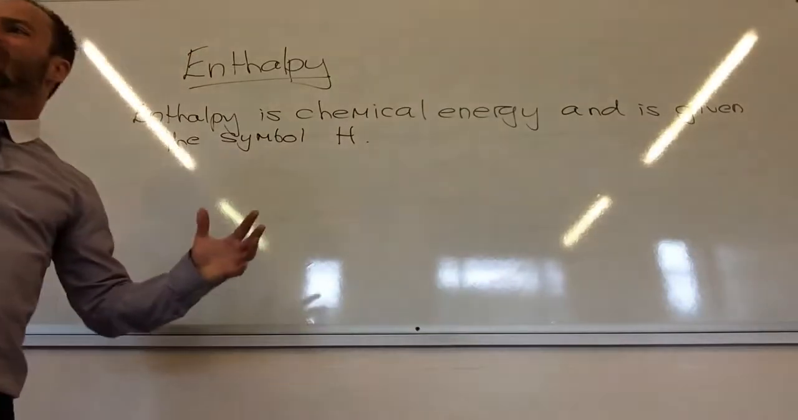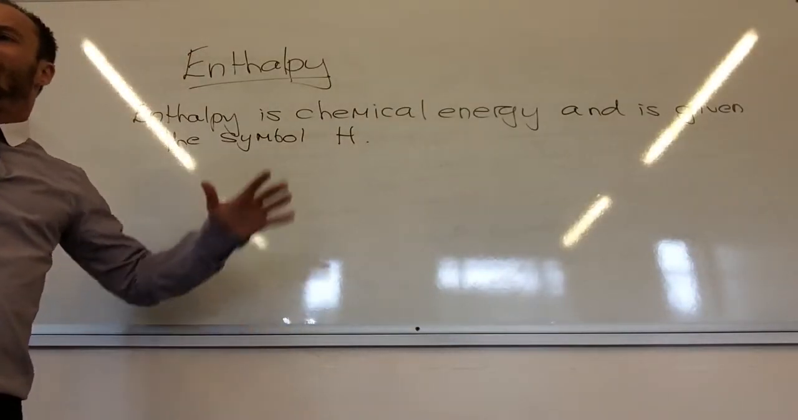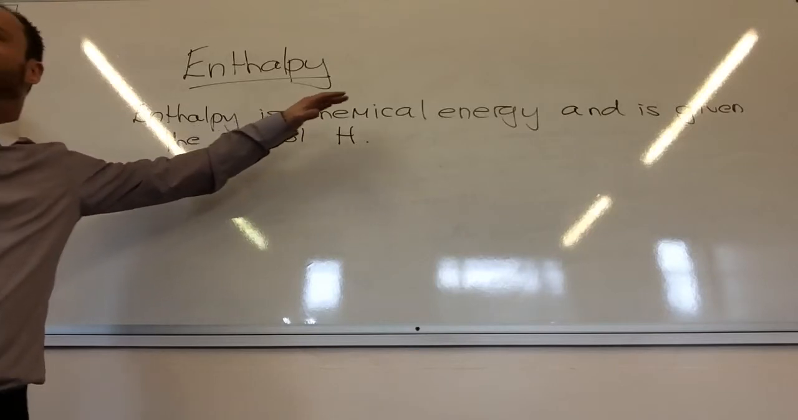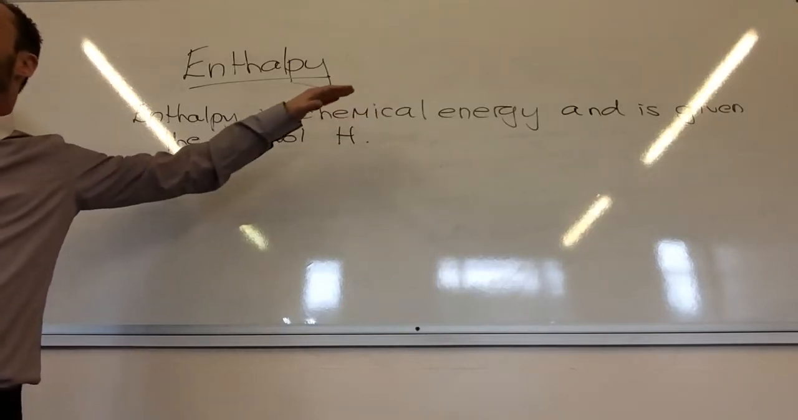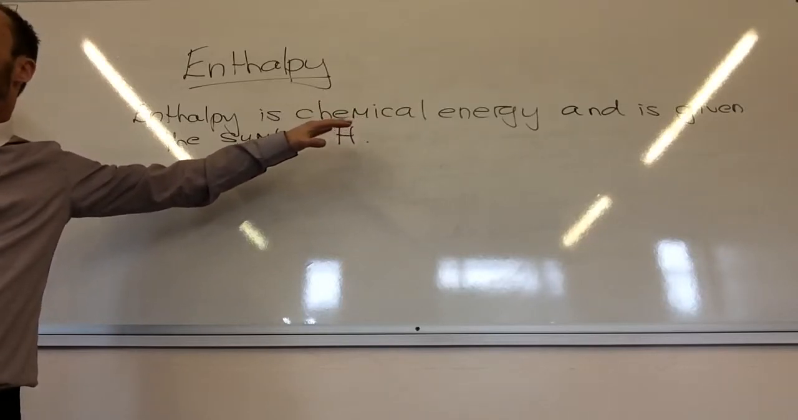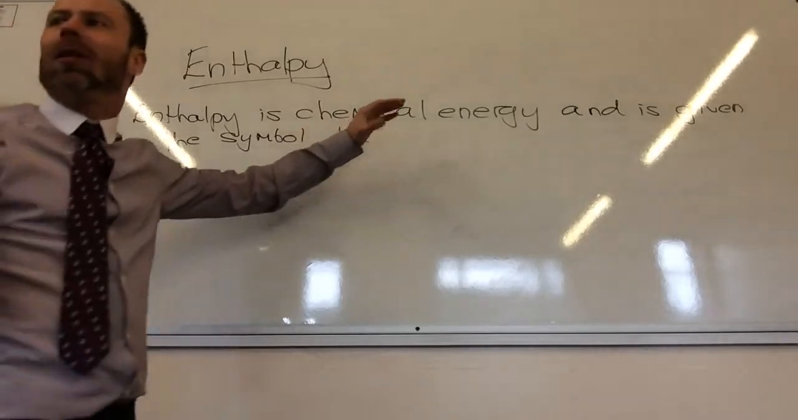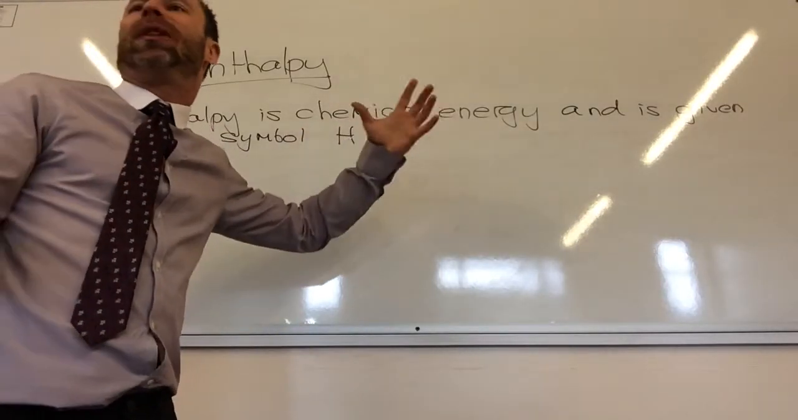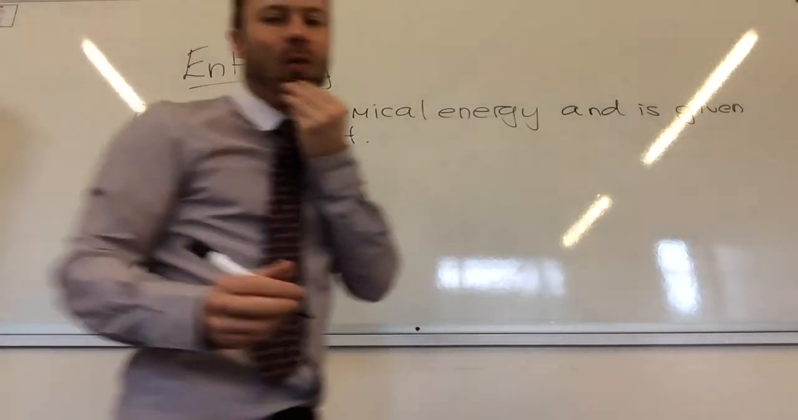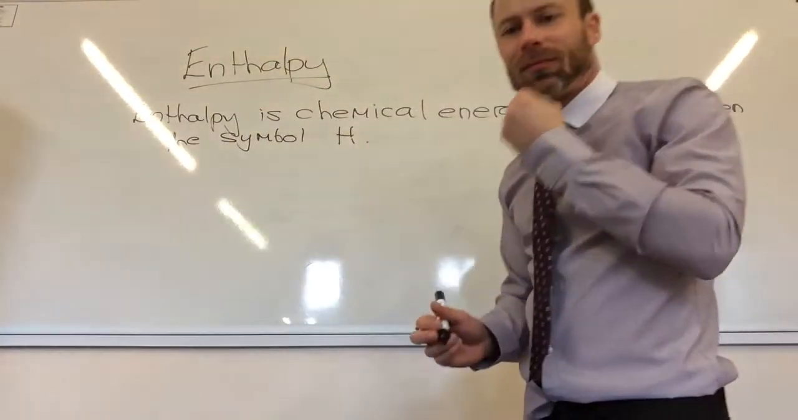So in a chemical reaction, we are looking at changes in enthalpy. We look at changes in the chemical energy. How do you often observe changes in chemical energy as a chemist? What do you feel? It gets warm, doesn't it? It can get warm or it can get cold. So, enthalpy is chemical energy given the symbol H.